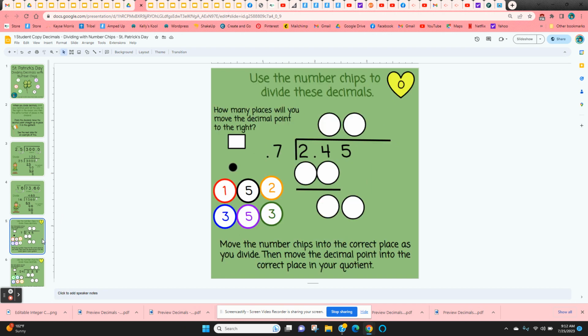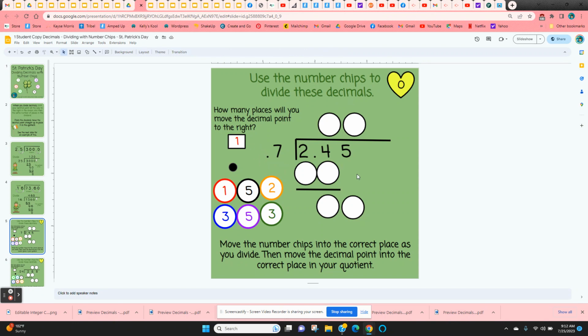Now, students are going to start on slide 5, and they're given these number chips that they can move around the screen, as well as a decimal point that's movable. The first thing it's going to ask them is how many places they're moving the decimal point to the right. So in this problem, they're moving one place to the right, so they type in a 1.